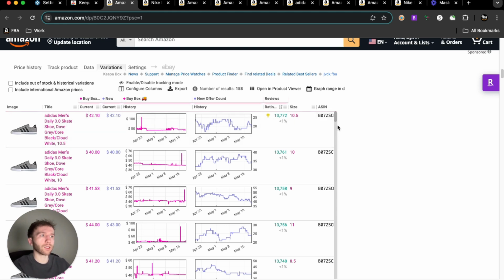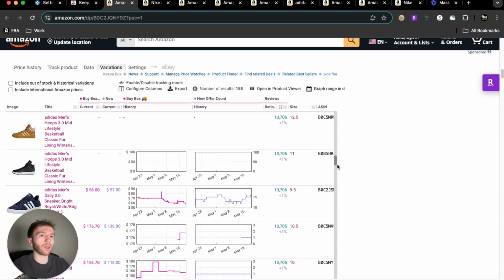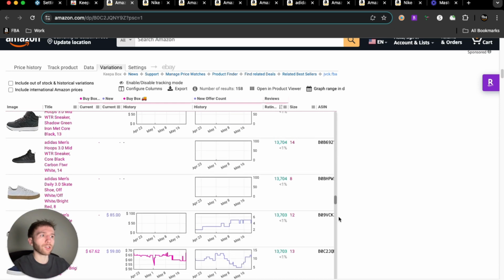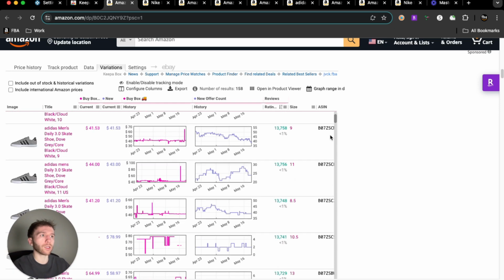The variations tab is going to show you all of the colors and sizes individually that are on this listing. So as you can see here, there's a lot of them in this listing. It's not just one size and color for this product page.